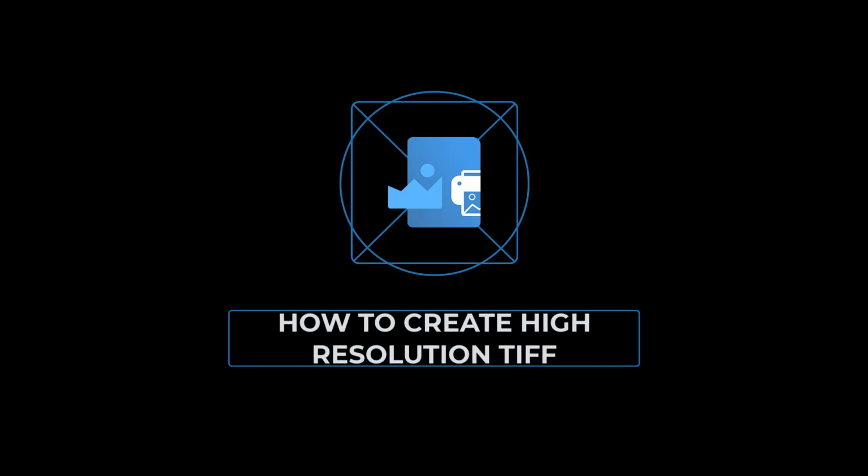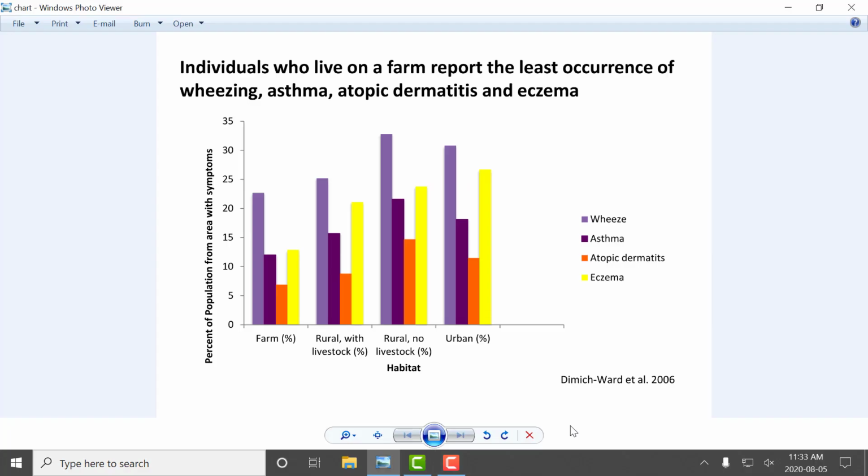How to create high-resolution TIFF images for journal publications. Academic and scientific journals and magazines usually have specific requirements when it comes to the submission of images, and one of the most commonly accepted formats is a high-resolution TIFF image.